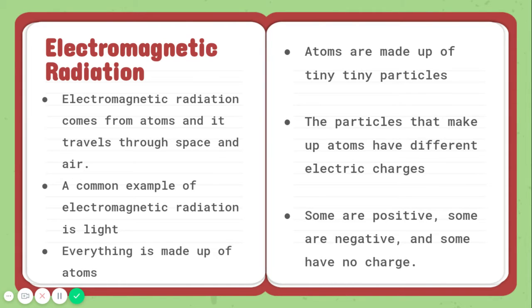Everything is made up of atoms. Atoms are made up of even smaller particles. The particles that make up atoms have different electric charges. Some are positive, some are negative, and some have no charge at all.